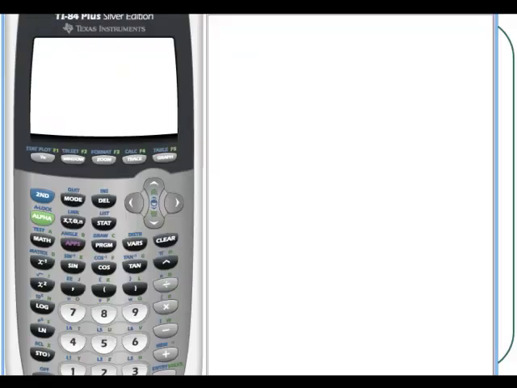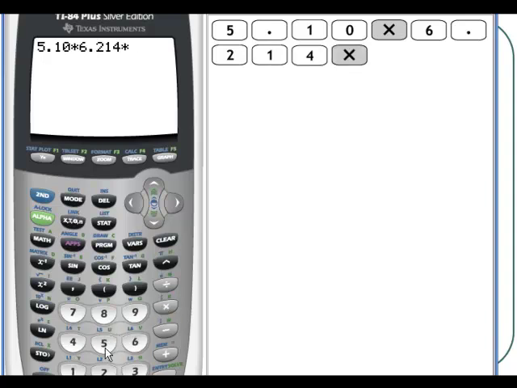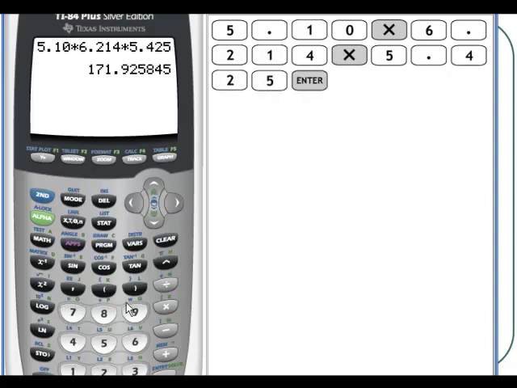So here I'm on the graphing calculator. I'm going to type in 5.10 times, and it could be any kind of calculator, times that number times 5.425, and there we go, 171.92585.845. 9 digits are shown. It's an overkill. It's ludicrous to write down the entire number here.